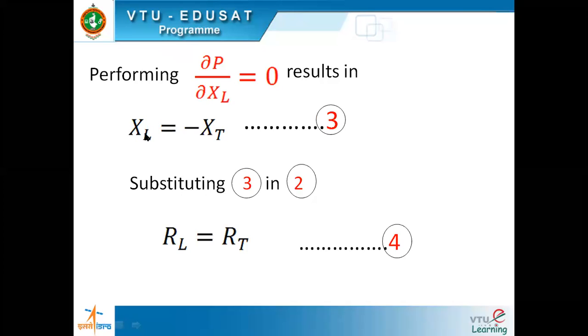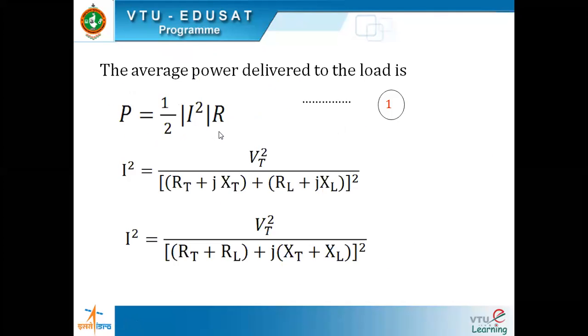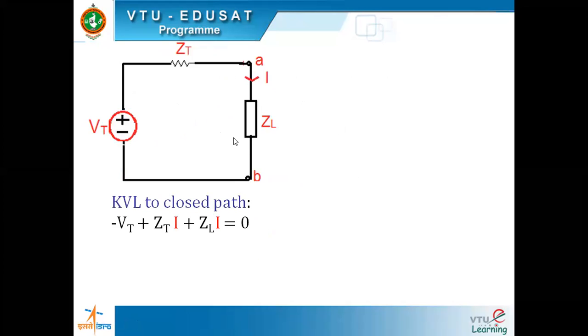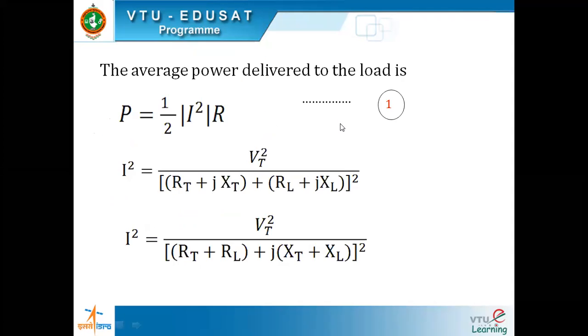Now, you obtain 3. What is 3 telling you? The load reactance would be equal to the Thevenin's reactance. What is equation number 3 telling you? The load reactance is equal to the Thevenin's reactance. Where is load and where is this? Everybody should remember this. Yeah, there is load here. This is load impedance. This is Thevenin's impedance. What should this load impedance be equal to for maximum power to be transferred is what we are looking at.